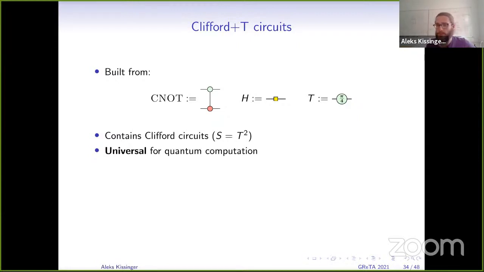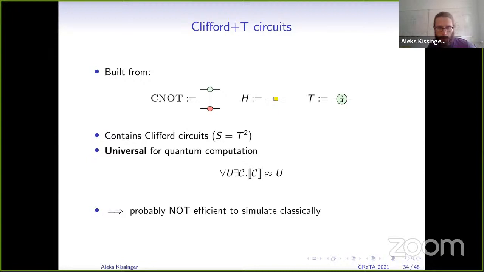Clifford circuits were efficient to simulate on a classical computer. These things are universal, so it means they're very unlikely to be efficient to classically simulate. Universal just means that I can approximate any quantum operation to arbitrary precision just using these three gates. Again, a famous result in quantum computing. Since they're universal, we would hope they're not efficient to classically simulate. Otherwise, Google and everybody else is just wasting their time building quantum computers.